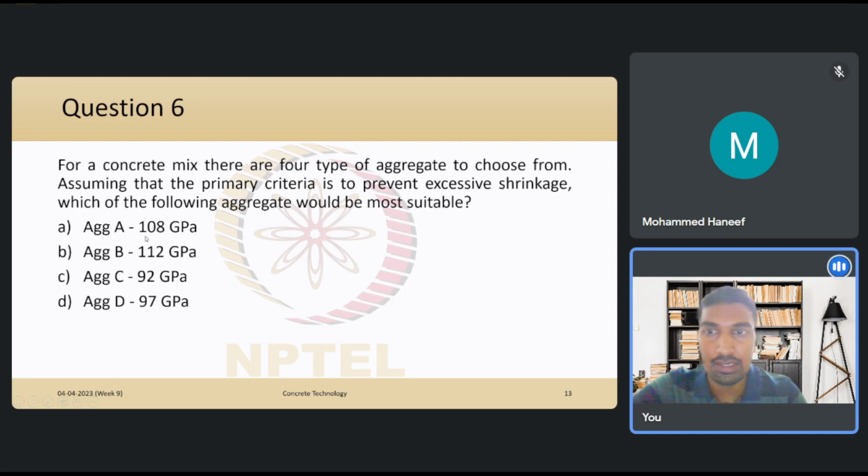For aggregate A, it is 108 gigapascal. For B, it is 112. For C, 92, and for D, it is 97. So the question is, if you want to prevent excessive shrinkage, which of these aggregate types will we choose? Okay, the poll is live.